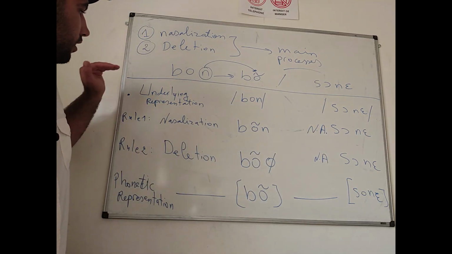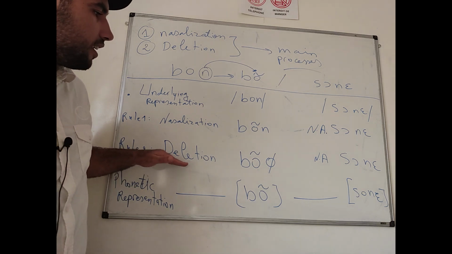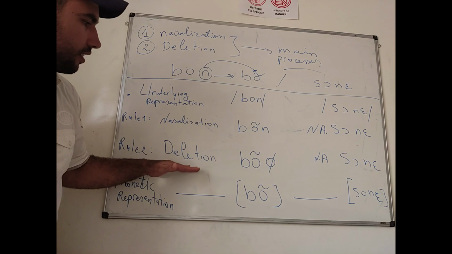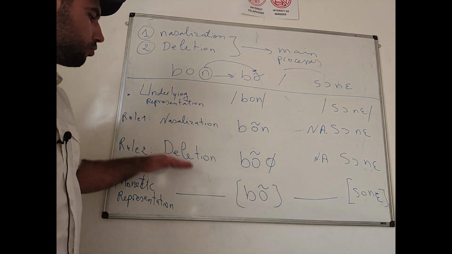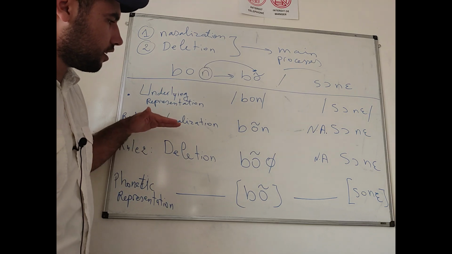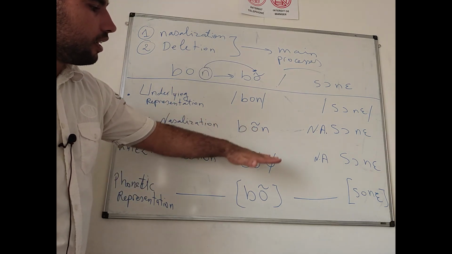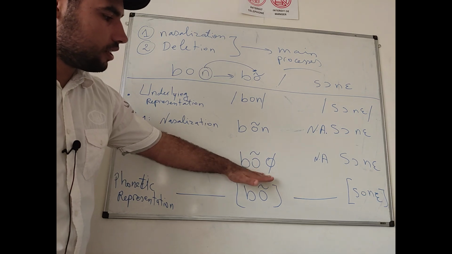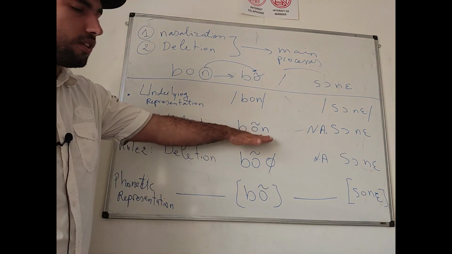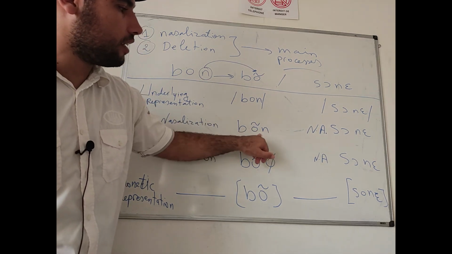Okay, that's why the rule ordering is important to distinguish between what should be ordered first and second and so on. If you have more than one rule, you should order them according to the data that you have. For example, here nasalization can occur only if the sound is deleted later, and the nasalization process should occur first because the vowel is assimilated by the nasal consonant.